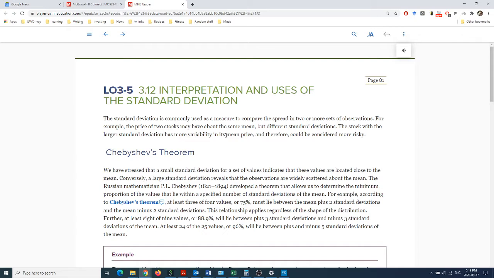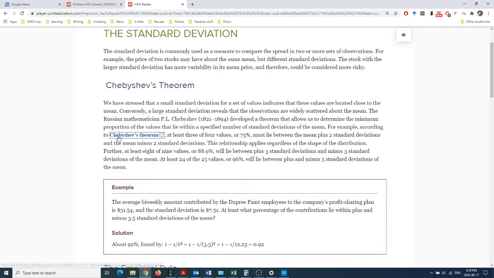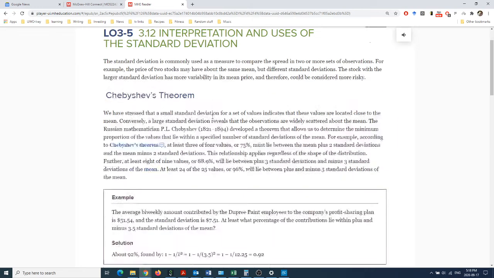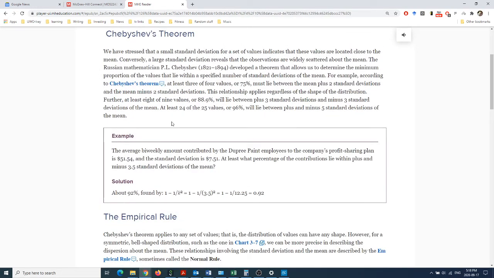Okay, so we're gonna talk about Chebyshev's theorem right now. In the previous video you learned about standard deviation and variances and saw some numerical problems based on those. Chebyshev's theorem gives you an idea about the distribution, and it talks about how to interpret things.